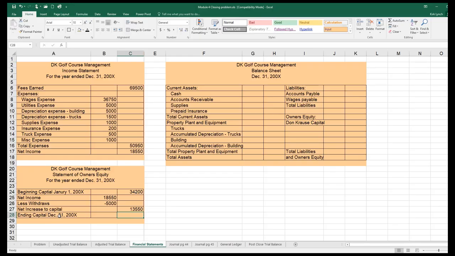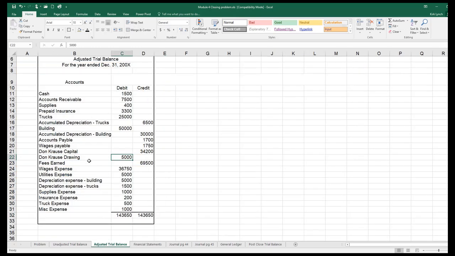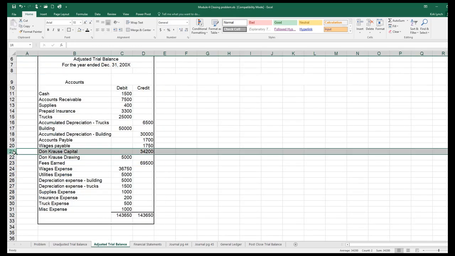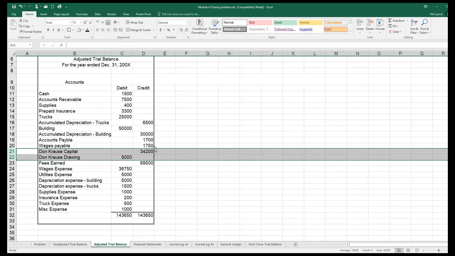And so our ending capital is our beginning balance plus our increase to capital. And if we add those two together, we'll get 47,750. And that's our ending capital balance. Again, everything we needed was on our adjusted trial balance. We actually used these two numbers here and net income, which we calculated in the income statement.